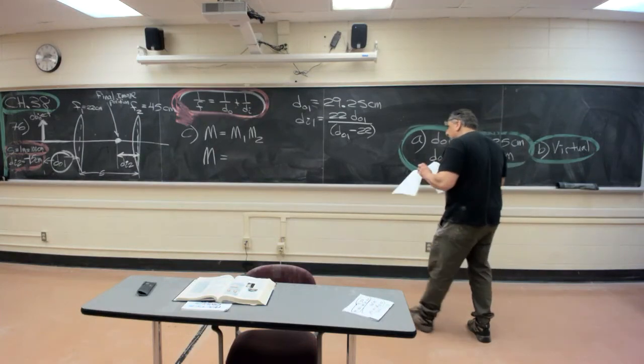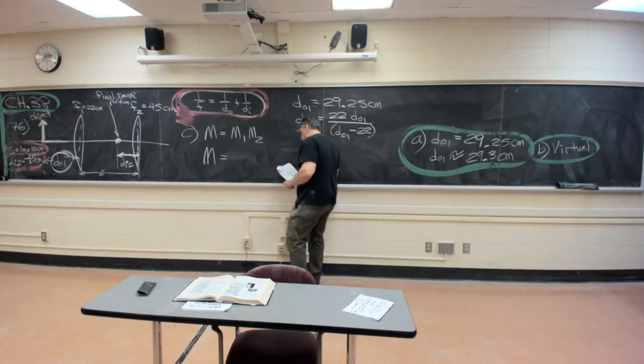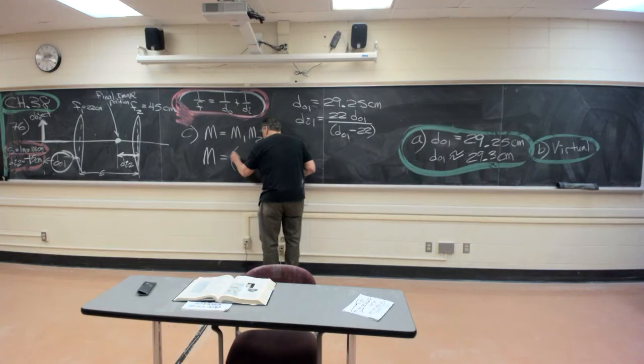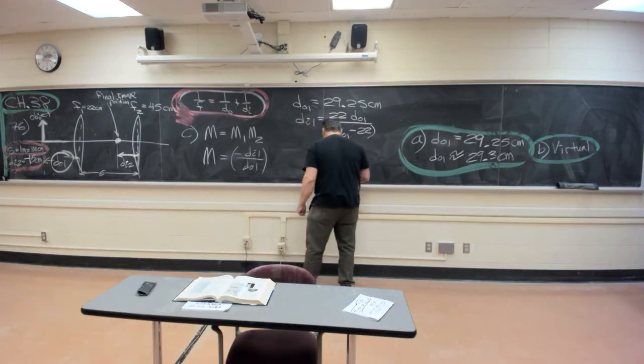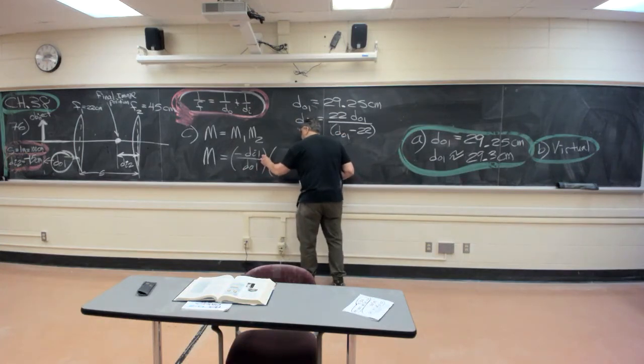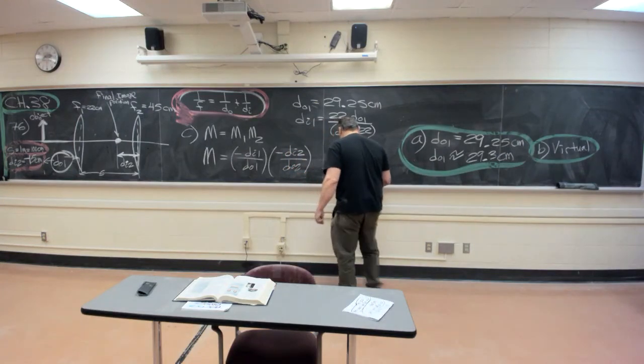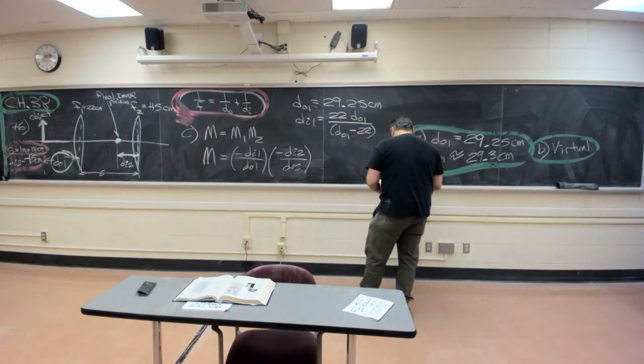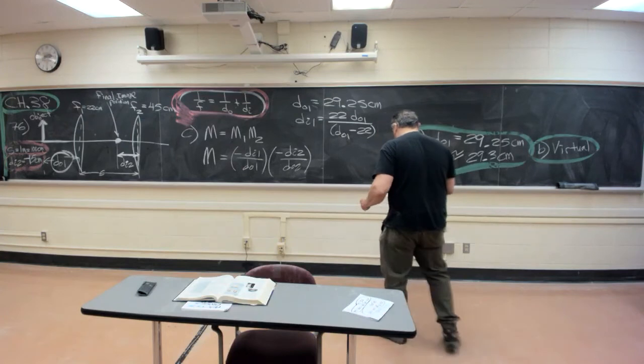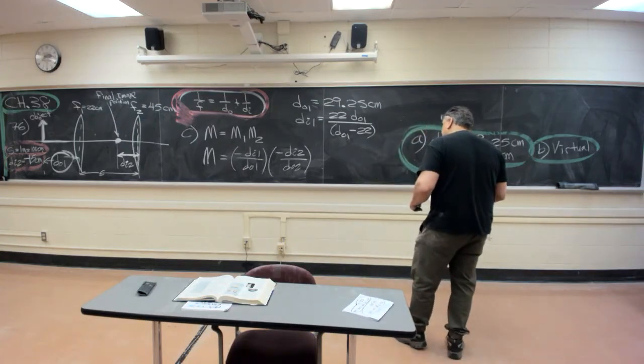So, let's just do this. The negative of the appropriate image distance, divided by the appropriate object distance. It's kind of neat. It's got its own pretty fascinating aspect to it.